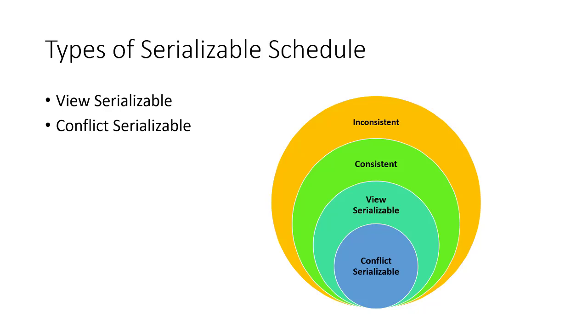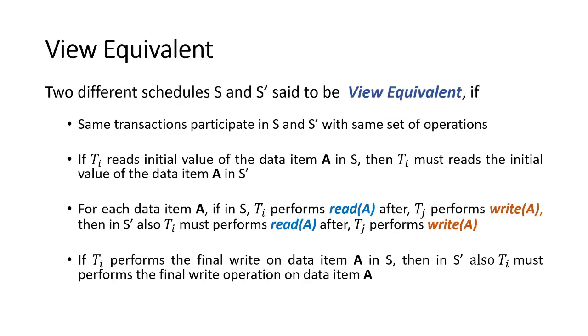Before going to view serializability, let us understand what view equivalent is. By definition, two different schedules S and S dash are said to be view equivalent if they satisfy the following four properties. The first property says that the same transactions participate in S and S dash with the same set of operations. Obviously, if they are the same transactions, then the operations will be the same.